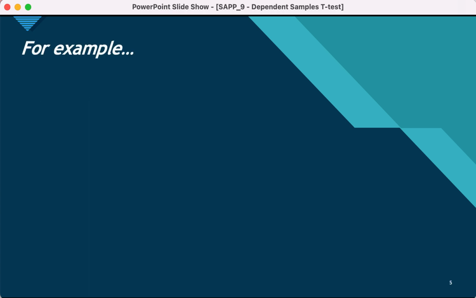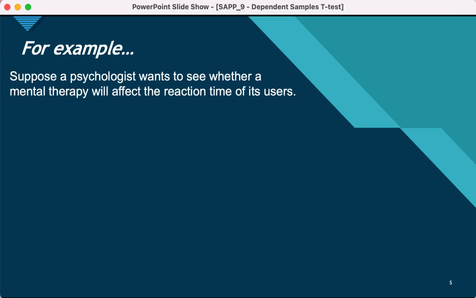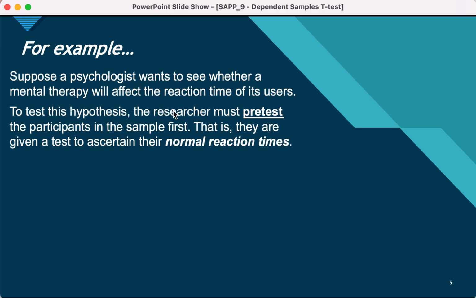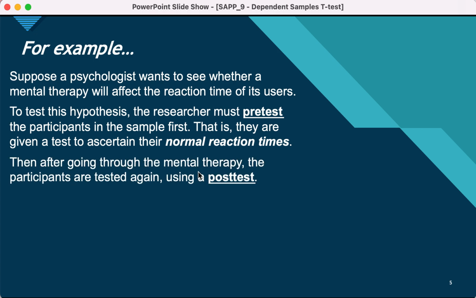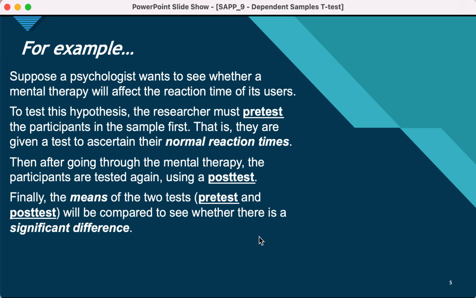The difference of the scores will be checked to say if your intervention is effective. So, suppose a psychologist wants to see whether a mental therapy will affect reaction time. To test this hypothesis, you must first have a pre-test to ascertain their normal reaction times, then they go through the mental therapy, and then we use the post-test to determine if there's a significant difference between the pre-test and post-test, and hence saying that your mental therapy is effective.